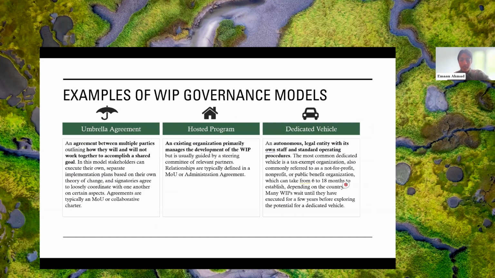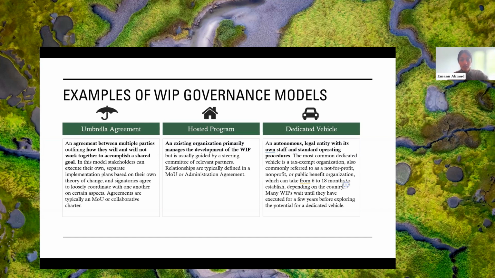From our experience, there are 3 major watershed investment program governance models that we see. They're definitely not the only models available out there. These are the high-level structures that exist within the Water Funds Network. The first is an umbrella agreement where multiple parties come together to collaboratively deliver a mandate through an agreement or a memorandum of understanding. The second is a hosted program where an existing organization hosts a watershed investment program within its organizational structure. An example of this would be TNC, the Nature Conservancy, hosting a program within its organizational structure. And so a lot of the organizational aspects get taken care of by TNC, such as payroll, finance. And the third model is a dedicated vehicle where a separate legal entity is established with its own staff and processes to deliver the program's mandate.